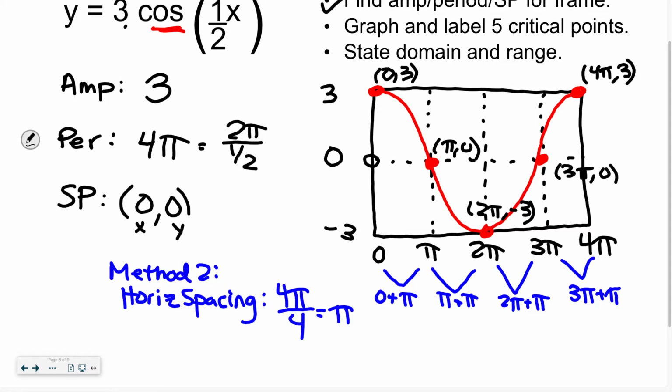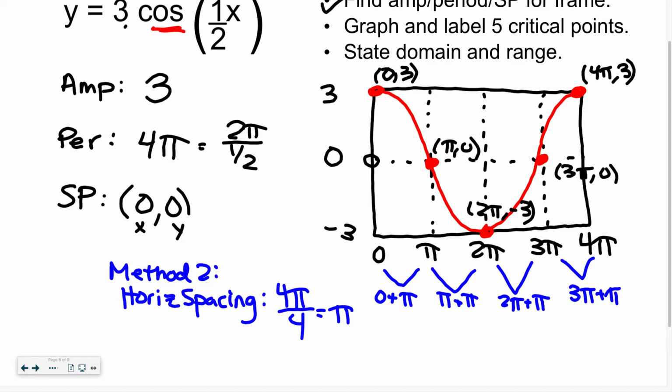And the benefit of labeling these 5 critical points is that it would make it much easier for us to graph on something like an actual coordinate plane. If you found out what those 5 critical points were, you could plot those points over here and get a more accurate graph, not on a frame, just on the coordinate plane. Anybody have any questions for me so far?